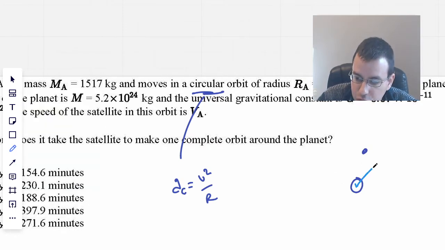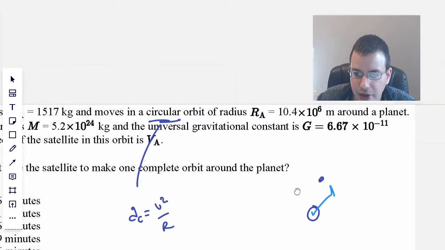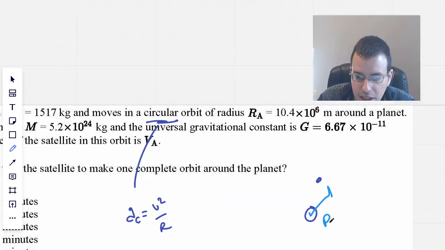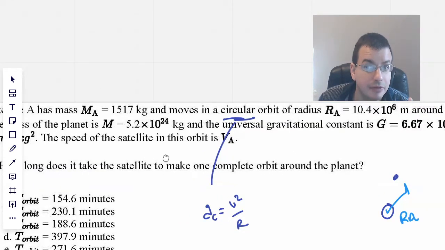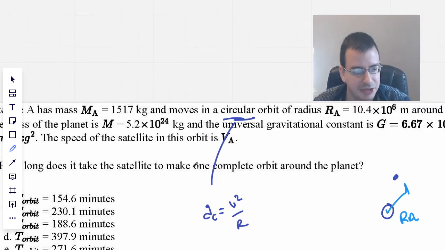And I'm going to assume that this radius they're talking about, RA, is from the center of the planet. It says around the planet, but they don't give us a radius of the planet. So I can be like, well, they're probably talking about from the center of the planet. Don't know for sure. That's what we're going to assume here. Otherwise, I suspect the problem would be exceedingly difficult, if not impossible.